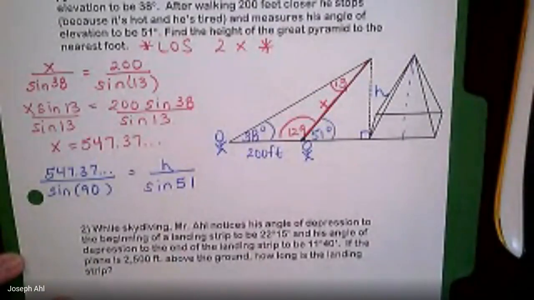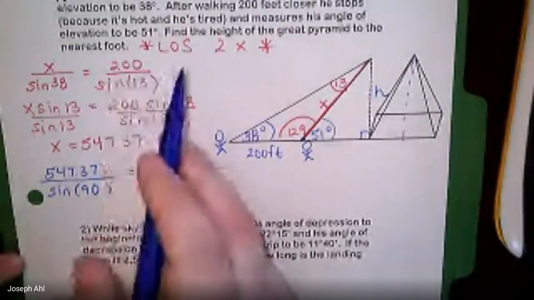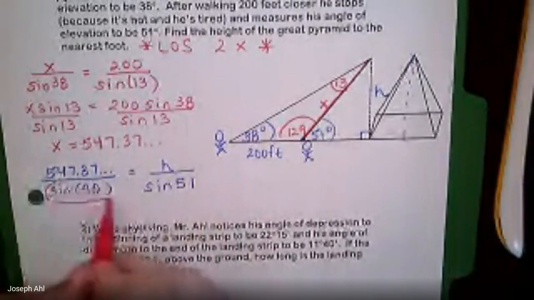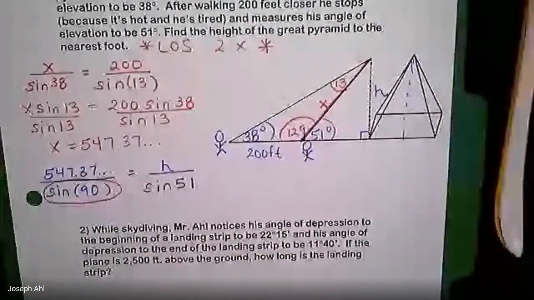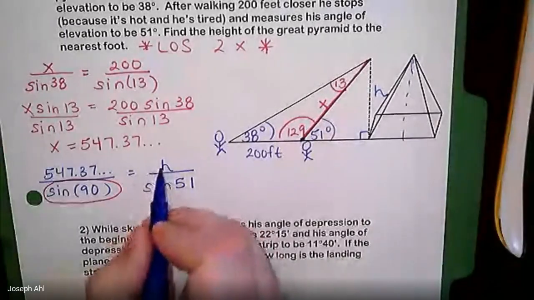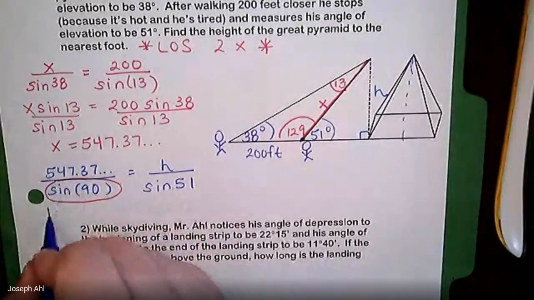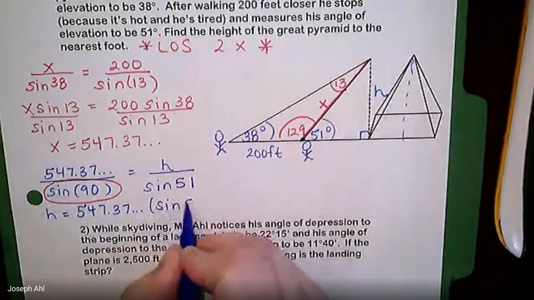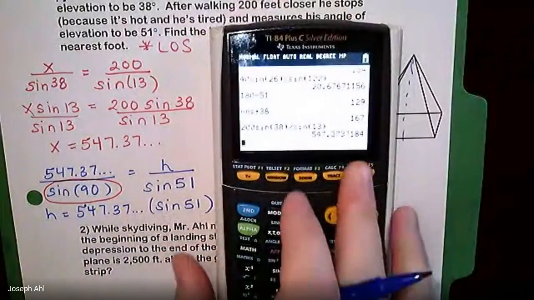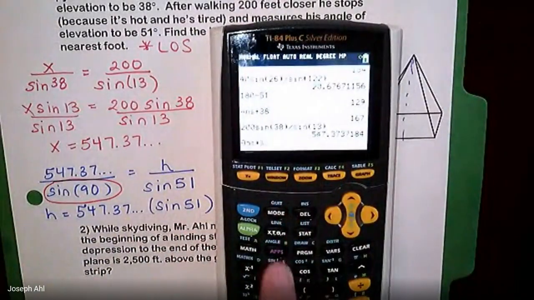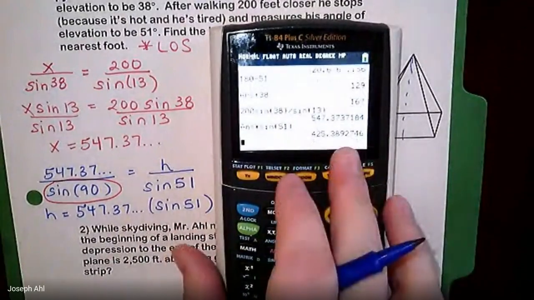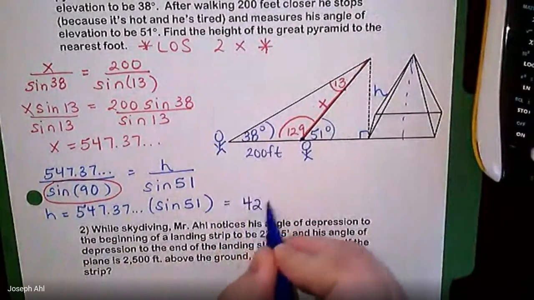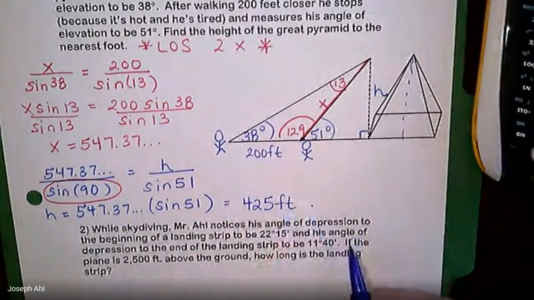Now, cross multiplying in this case, you can certainly solve it the same way that we did up in this example up here. However, I'm hoping you might recognize that sine of 90 from what we just did with identities and with unit circles and trig graphing, that's really just 1. So when I cross multiply here, h times 1, which is h, would equal 547.37 dot dot dot times sine 51. So if you still have that number on the calculator, your 547 number, multiply that by sine 51. We get that the height is 425.38. So to the nearest foot, we'll say that it's about 425 feet.